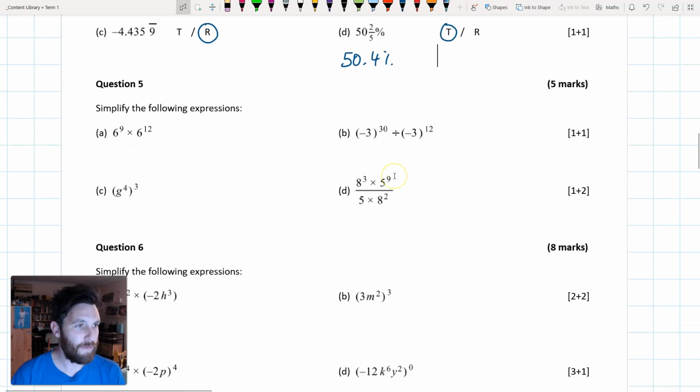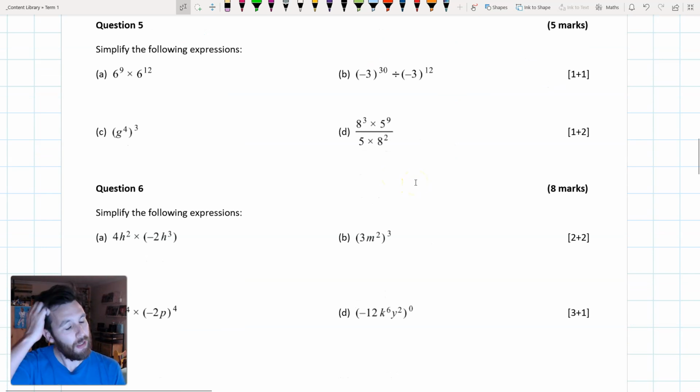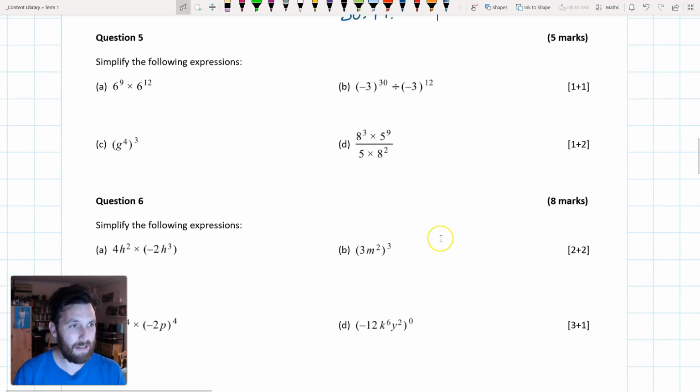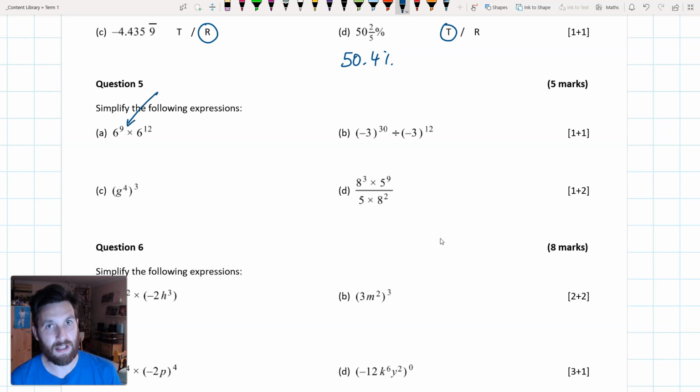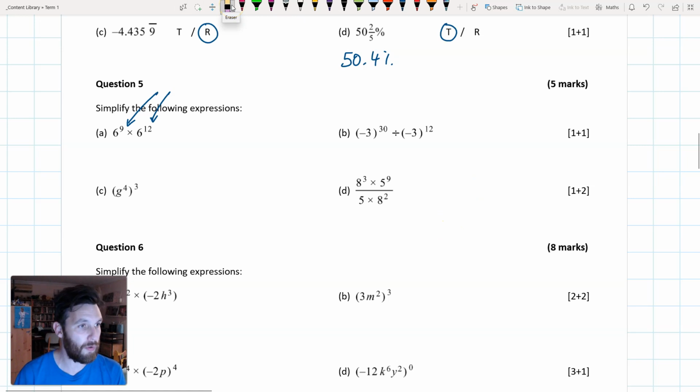Right, now we're on to question 5, which is index laws. Okay, for this first question, you might have seen this written a little bit like this. So we'll talk about it verbally first. So 6 to the power 9 is 6 times 6 times 6 times 6, 9 times, right? And then 6 to the power 12 is 6 times 6 times 6 times 6, etc., 12 times. So if we multiply 6 multiplied by itself 9 times and then multiply it by itself another 12 times, what we're going to get is 6 to the power of 9 plus 12, which is 21.